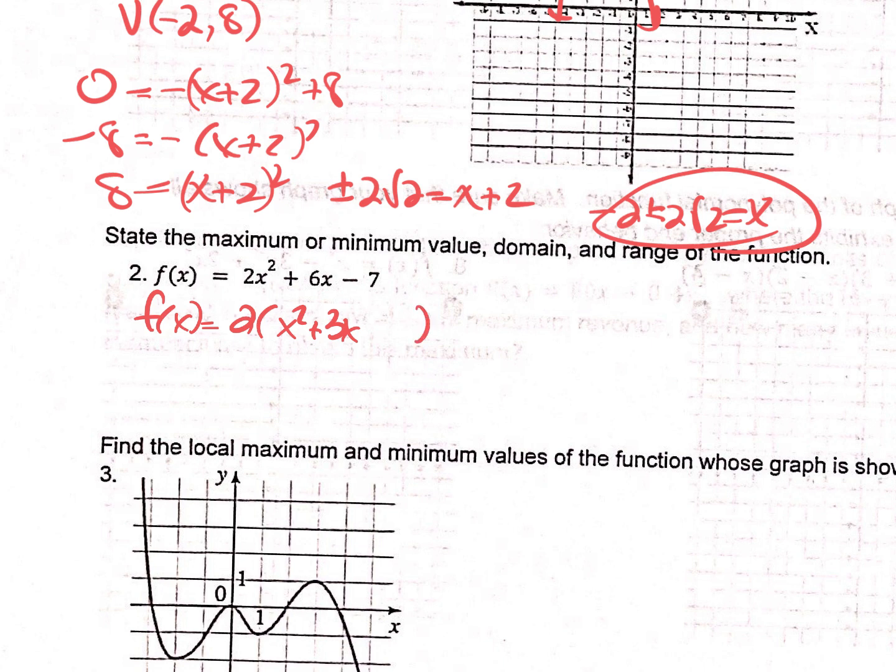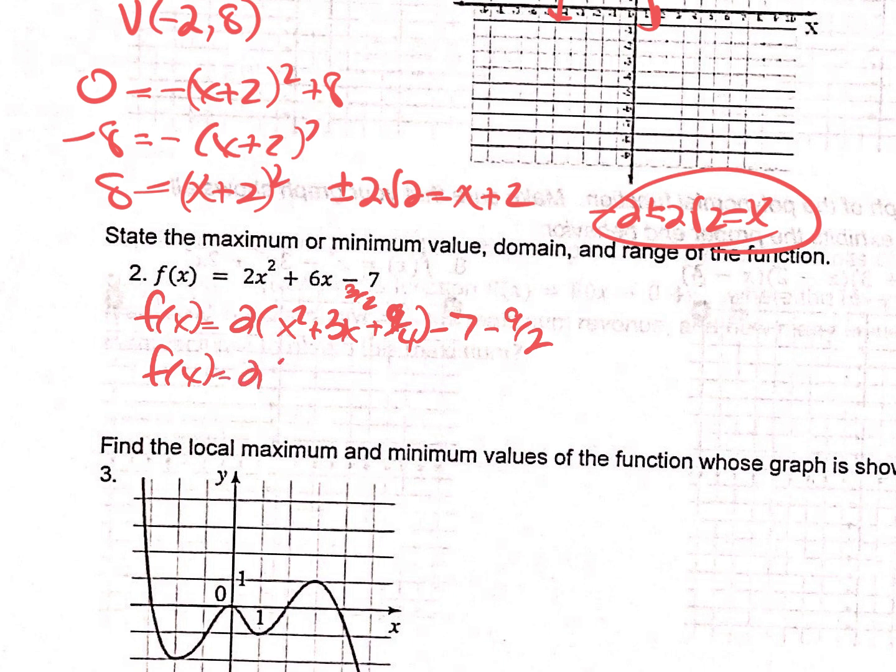So when you're doing max or min value, that is the y coordinate of the vertex. So I've got to find the y coordinate of the vertex. If I take half of 3, it's 3 over 2. If I square it, it's 9 over 4. But it's really 2 times 9 over 4, which would be 18 fourths, which is really 9 halves. So I'm going to do minus 9 halves there.